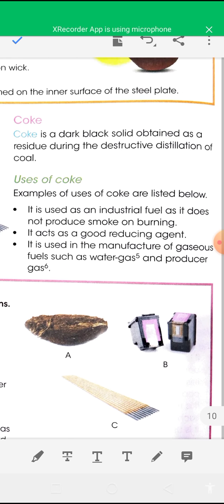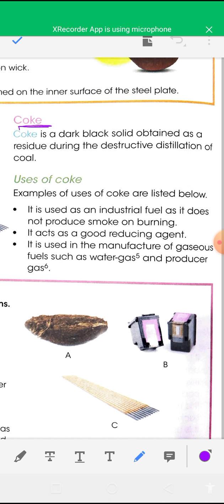And coke, what is coke? Coke is also an amorphous form of carbon. Coke is a dark black solid obtained as a residue during the destructive distillation of coal.